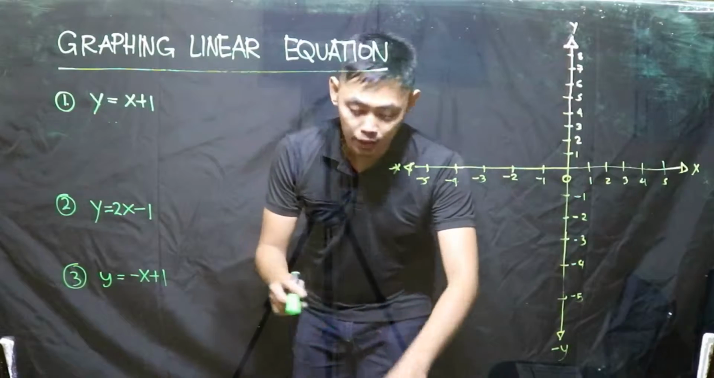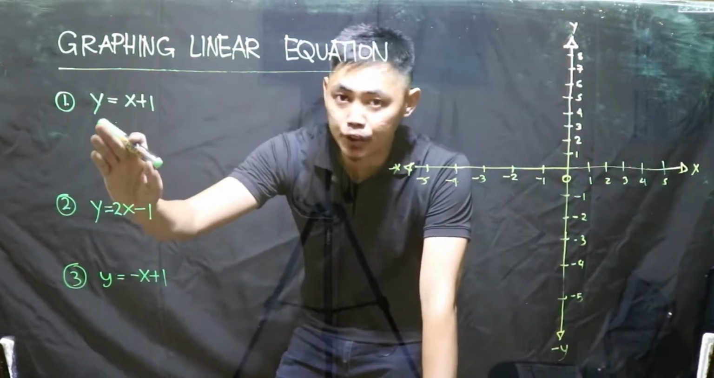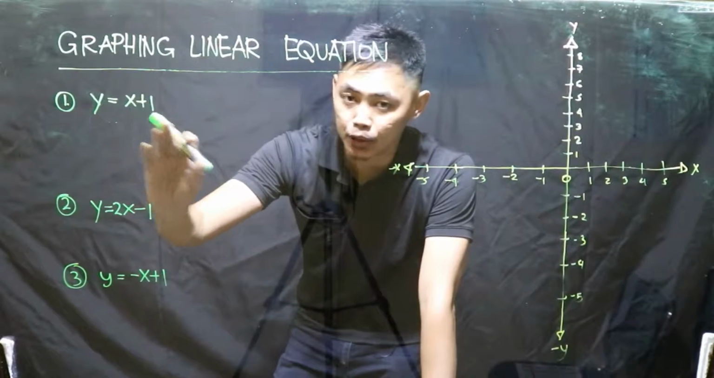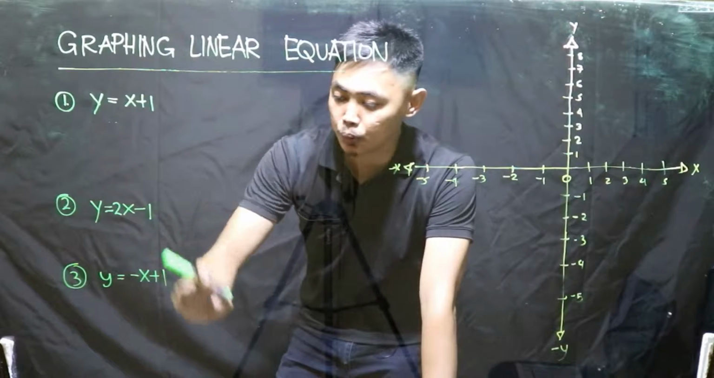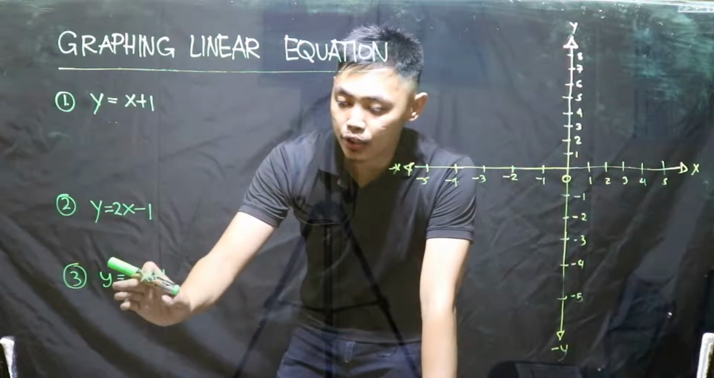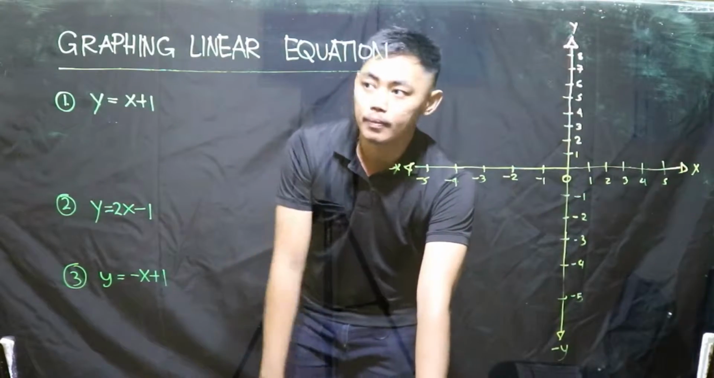To begin our topic, we have three equations here. The first equation is y equals x plus 1. The second equation is y equals 2x plus 1. And the third equation is y is equal to negative x plus 1.